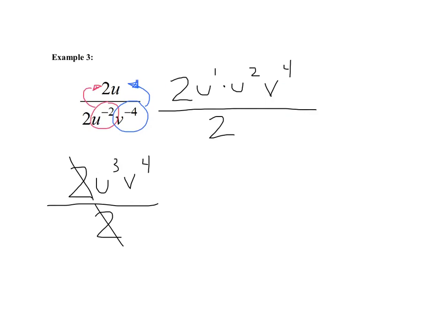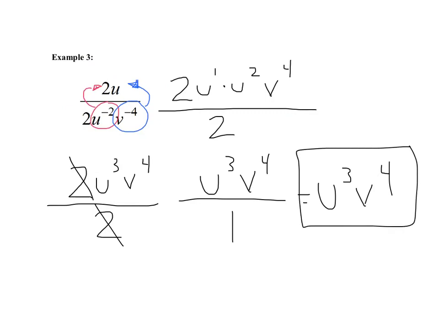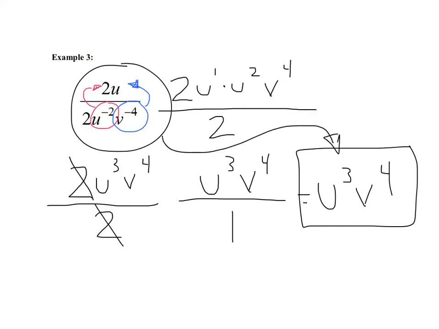What I'm left with then is u to the third times v to the fourth, and all of that over 1. In fact, I could get rid of that because I know that when you divide by 1, that's really the same as not having a denominator at all. So really this is just u to the third times v to the fourth. Hopefully that's the same answer that you came up with. When I simplify this expression over here to its simplest form, I get u to the third times v to the fourth.